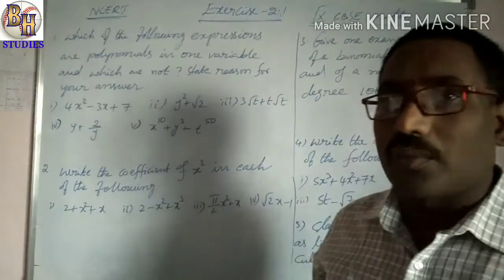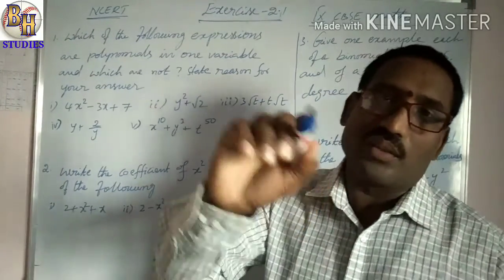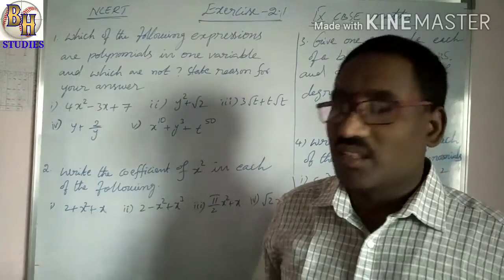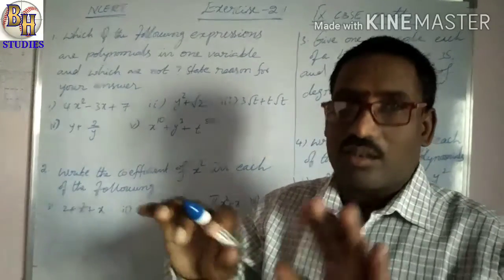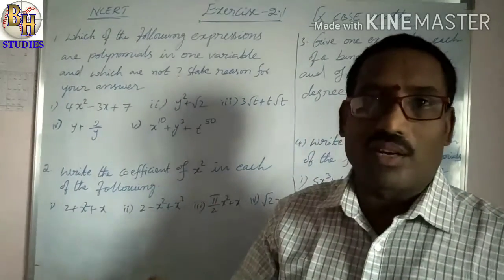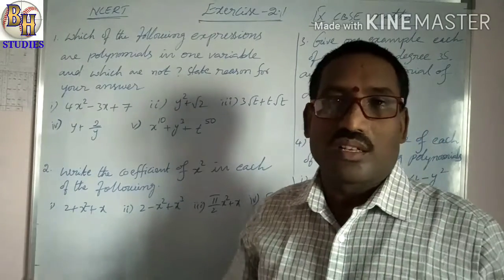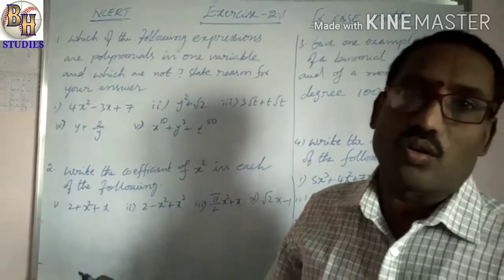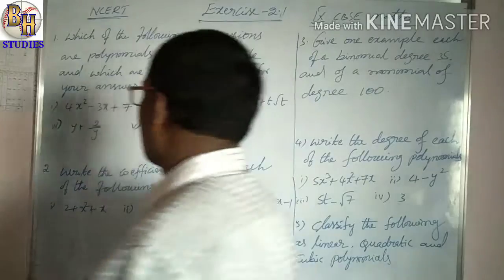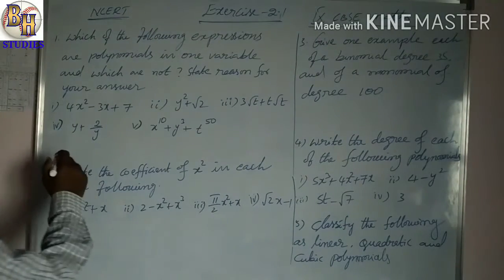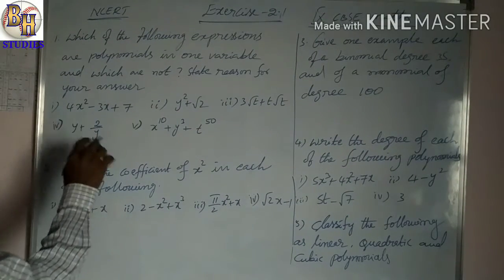Which are not polynomial? Simple, see: root of any variable is not polynomial. Variable in the denominator, not polynomial. Variable power is a fraction, not polynomial. Variable power negative, not polynomial. Remember these points. First one: 4x square minus 3x plus 7.